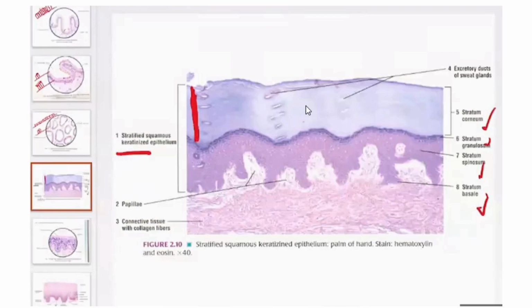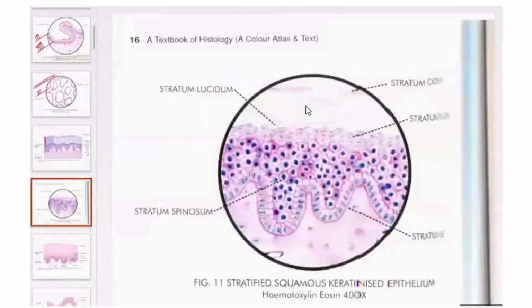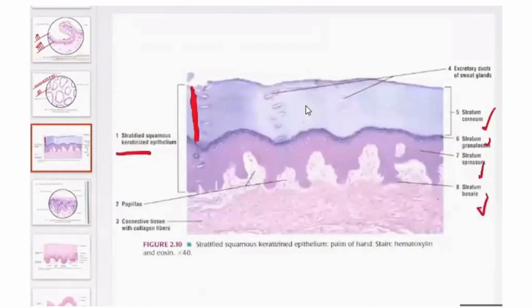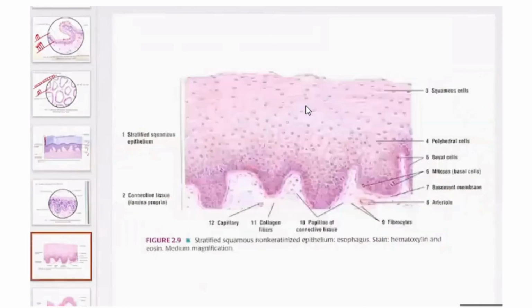It is keratinized or non-keratinized. Palm of the hand is thick or thin? Thick. So this is a section of thick skin. This is non-keratinized, where the keratin pigment, here you can see the keratin pigment. Here there is no keratin pigment.